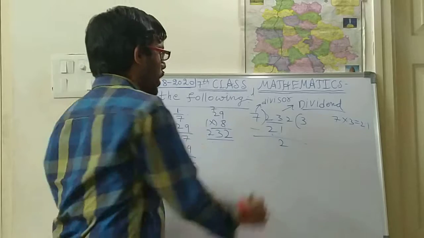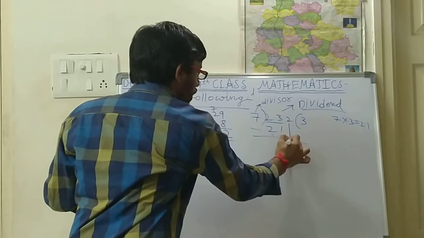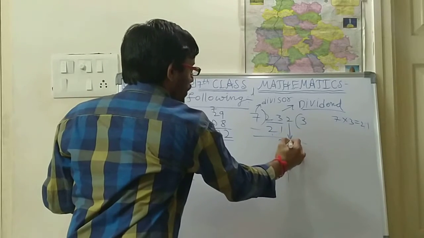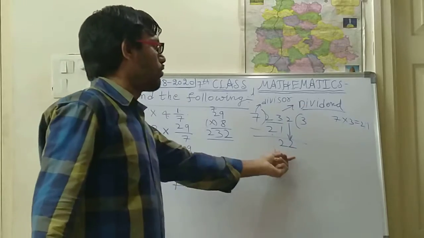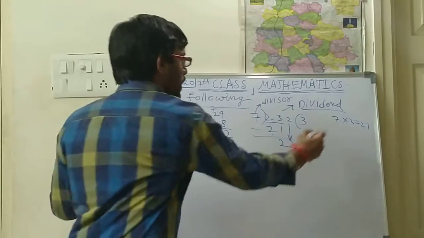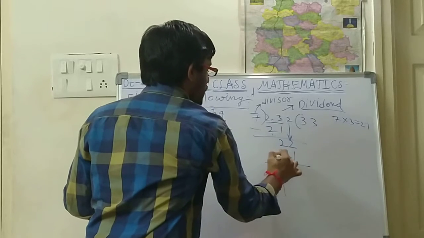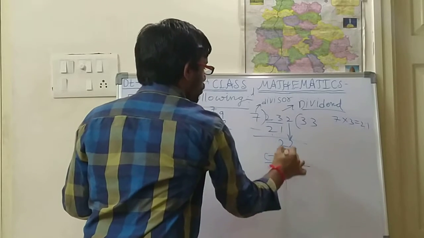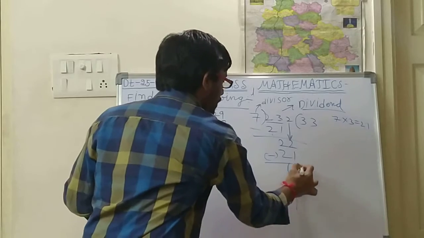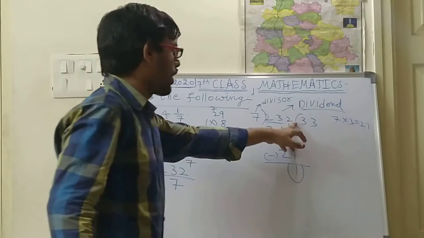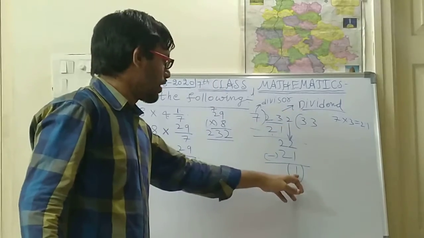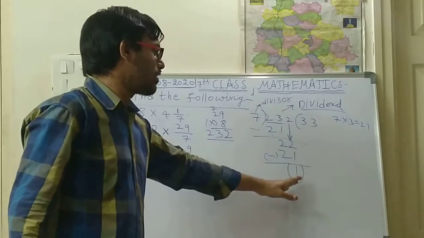No need to keep the zero. Now take this 2 down. Okay, so keep this symbol. So again 22. 22 means the same, 7 3s are 21. Now what is the subtraction? 2 minus 1 is 1, 2 minus 2 is 0. So 1 is the remainder. Here there are still no numbers to take down, so up to here only you should end the division.